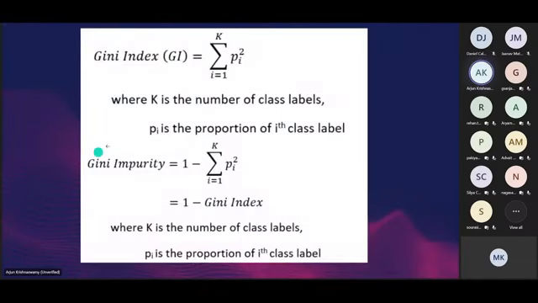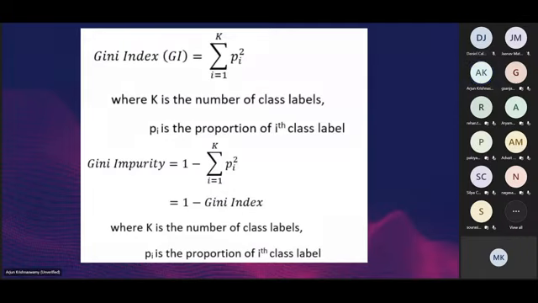The formula for Gini impurity is given by 1 minus the summation of pi squared, where pi is the proportion of the ith class label. You can also put it another way. Suppose you have data points and you choose one particular data point, and pi here is the probability that it belongs to the ith class label.